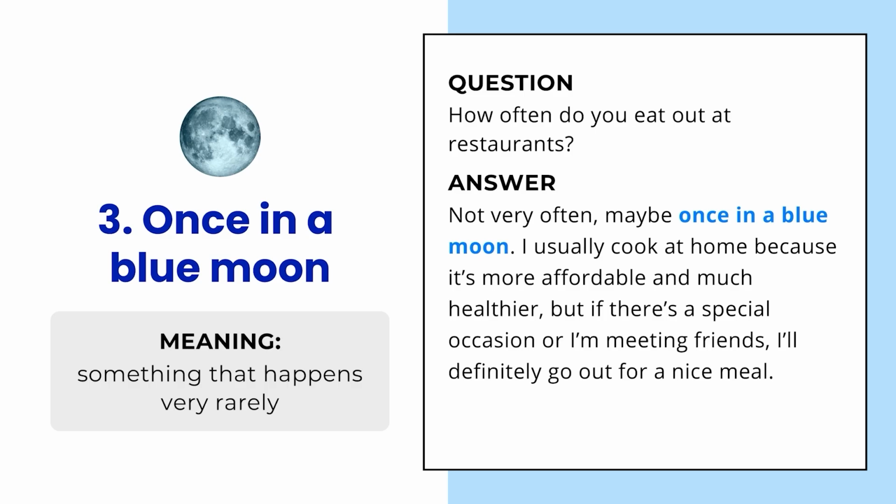I usually cook at home because it's much more affordable and much healthier. But if there's a special occasion or I'm meeting friends, I'll definitely go out for a nice meal. So this is a great idiom to use to talk about things that you rarely do. Now, it could be anything. It could be going out, it could be seeing someone, or even eating a certain type of food.